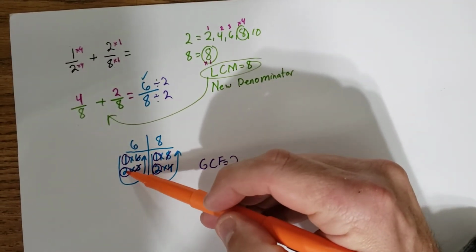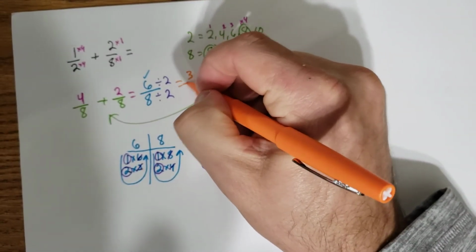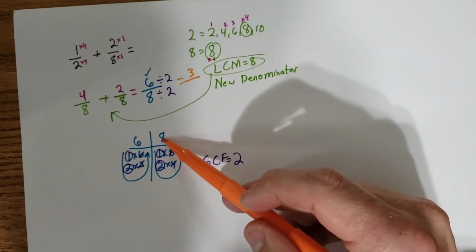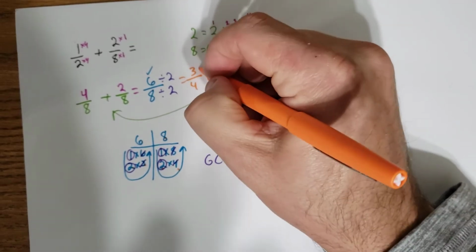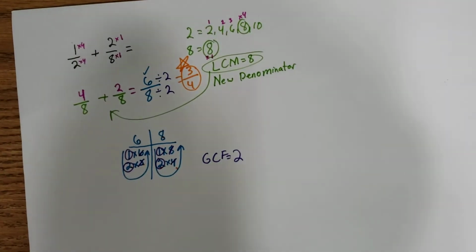6 divided by 2, what's next to the 2? A 3. So there's our answer. 6 divided by 2 is 3. Same thing down here at the bottom. 8 divided by 2, what's next to the 2? A 4. And then now we have our best simplified answer.